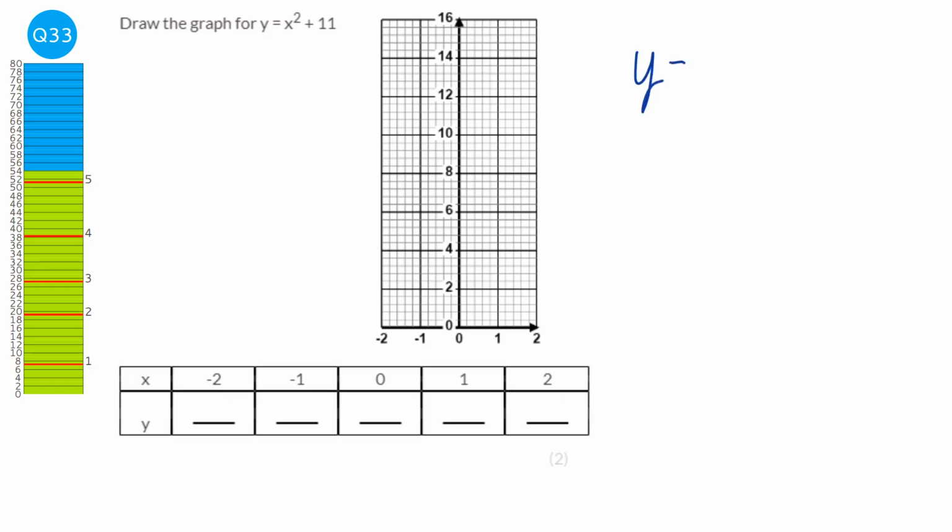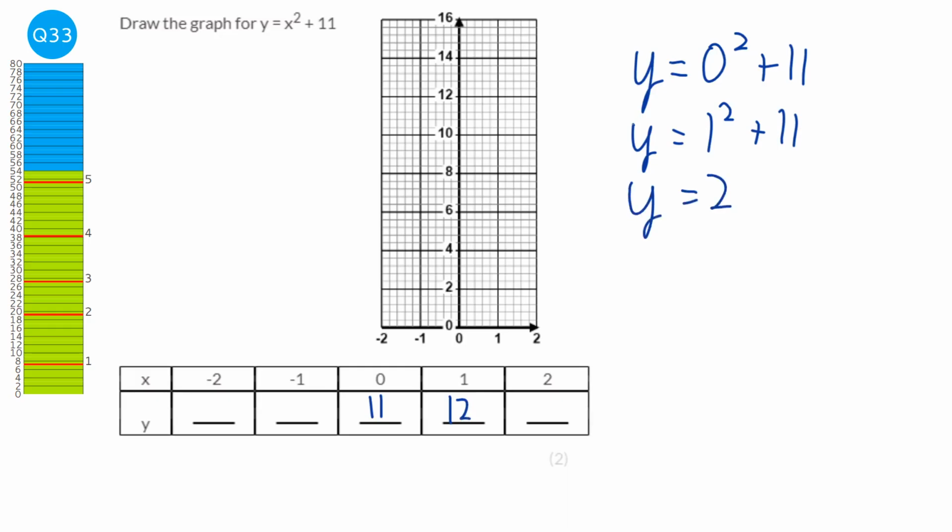So we've got y equals x squared plus 11, so it's y equals 0 squared plus 11. 0 squared is just 0, plus 11 is going to be 11. We're going to do the same for 1, so y equals 1 squared plus 11. 1 squared is just 1, 1 plus 11 is 12. Same again for 2, 2 squared plus 11. 2 squared is 4, 4 plus 11 is 15.